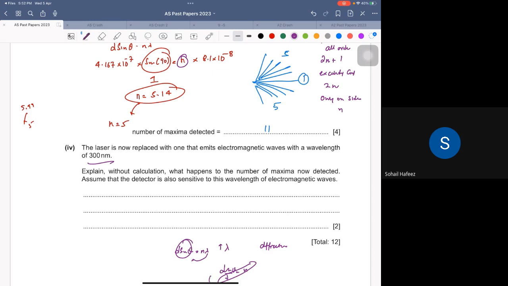So the greater the lambda is, the fewer the number of orders that are going to form. So we're going to say wavelength increases, so the number of orders, number of maxima formed, will be less. Is it clear? So just remember that. Any questions, please let me know.